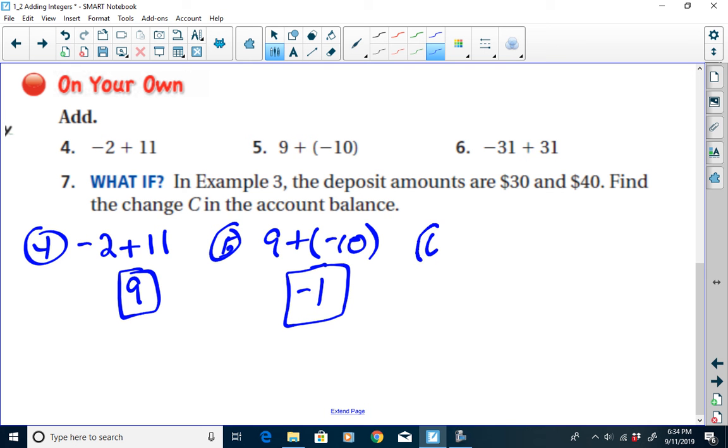Problem 6. We have negative 31, and I'm adding 31. Here I'm adding opposite signs, right? So I'm going to have to subtract their absolute values, right? And we're going to be 0. Anytime I'm adding opposites, I'm always going to be 0 here.